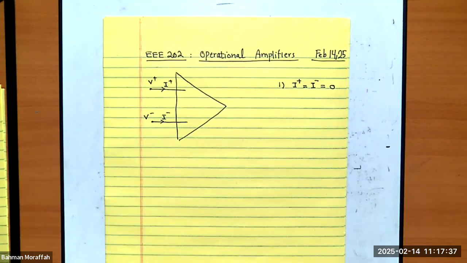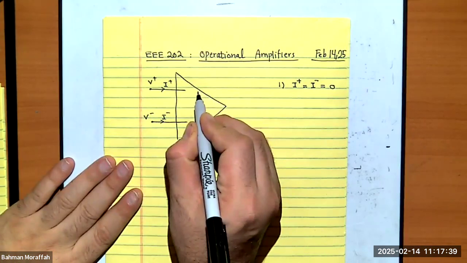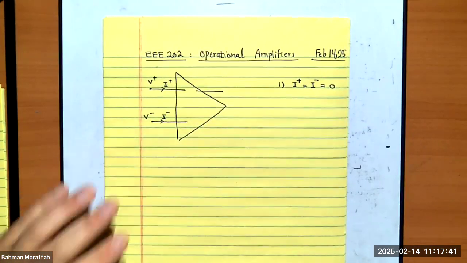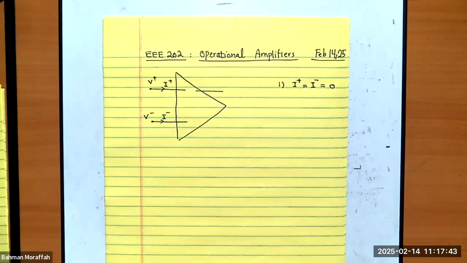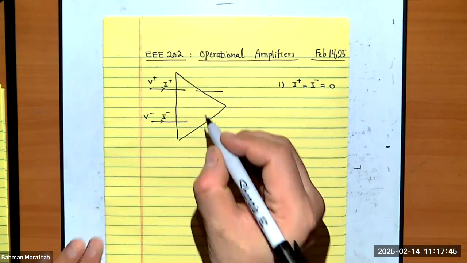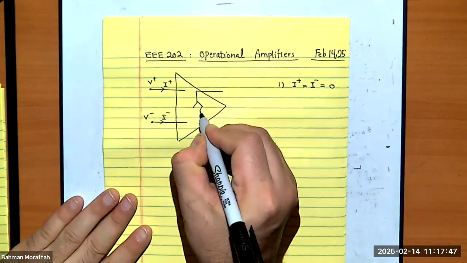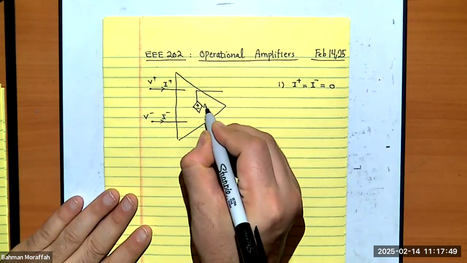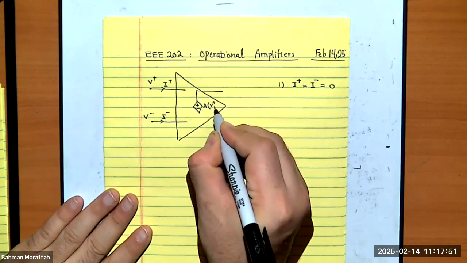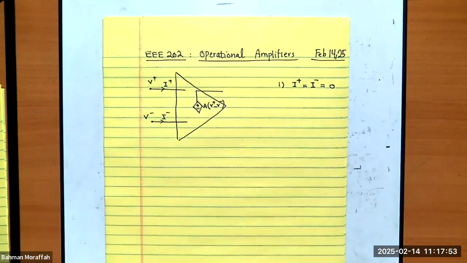The second assumption we made was the output resistance must be 0. So we assumed the output resistance is 0, so we replaced it by a wire. And then it was followed by a dependent source, A times V plus minus V negative, which was basically our input.